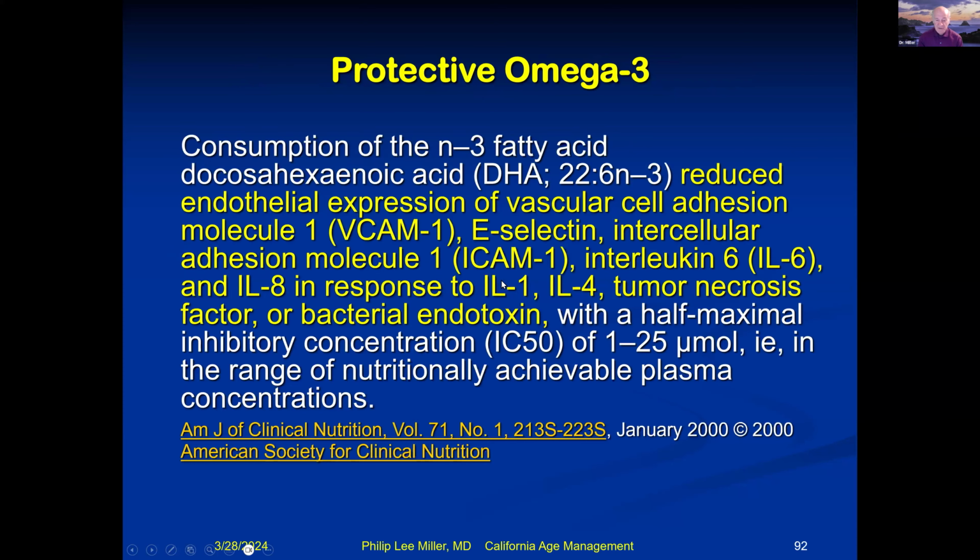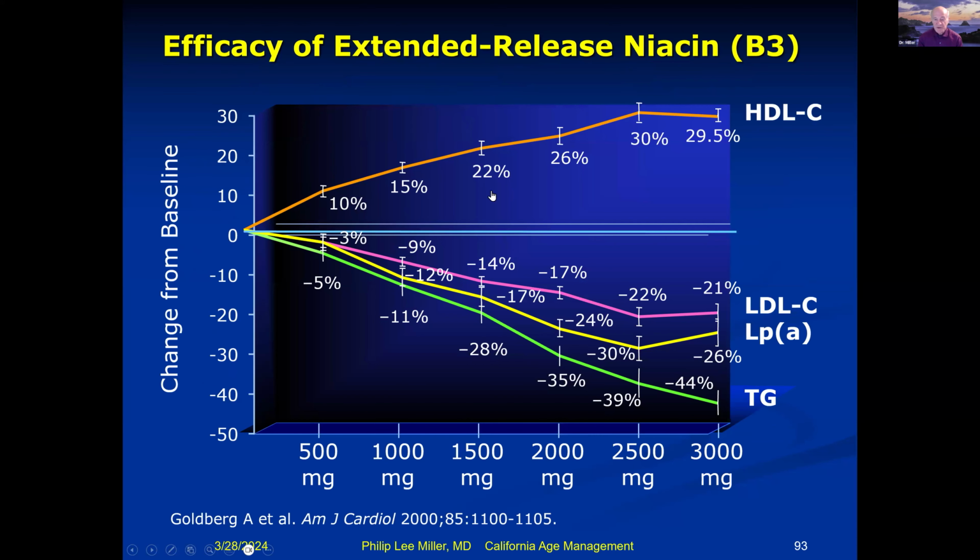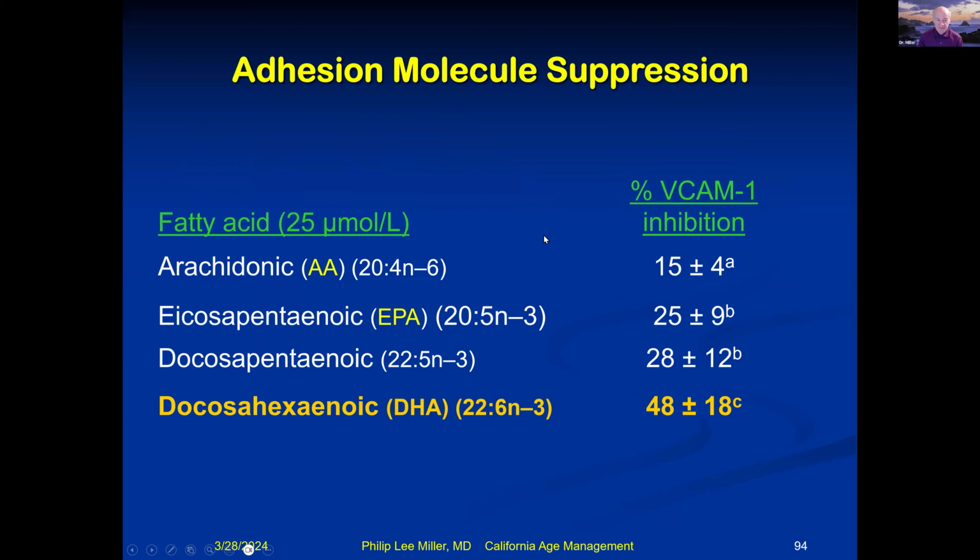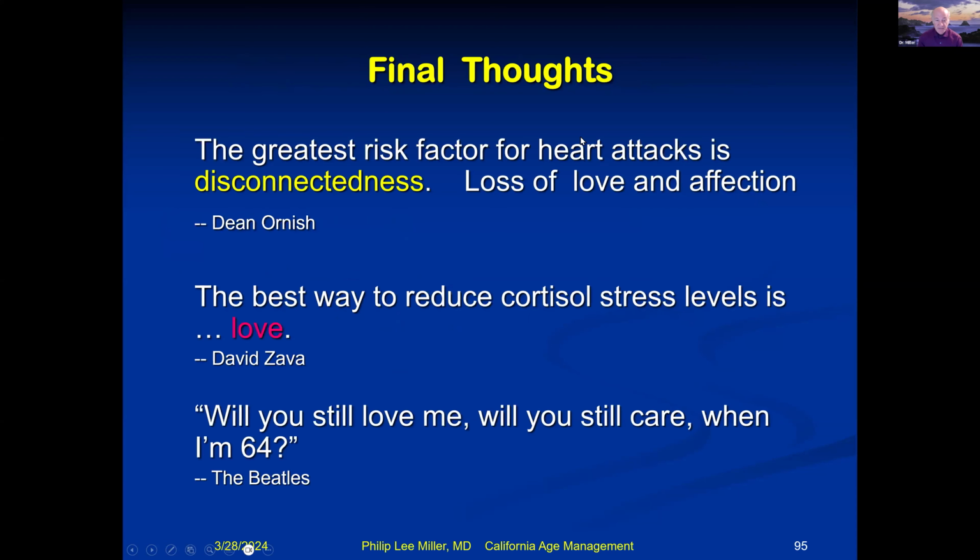Protective effects of omega-3s, what we've seen with niacin, which we're all sort of backing off on, but again, showing you that DHA is probably the most protective. So what you want is less arachidonic acid, more EPA, more DHA. Good for your brain, good for your heart.